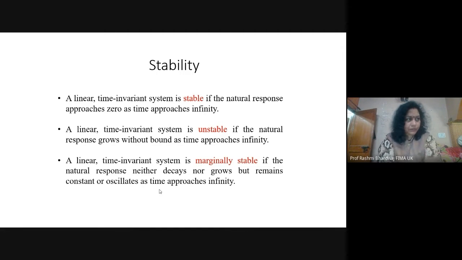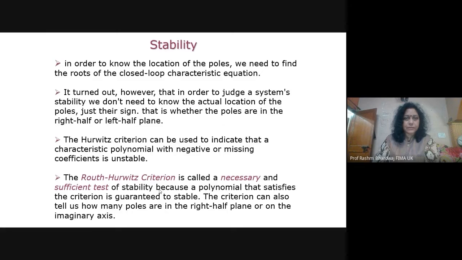Yesterday, I gave the example of the iteration process where I showed, by taking the simple example of x squared plus c, how as c varies you get different types of structures. So in order to know the location of the poles, we need to find the roots of the closed loop characteristic equation, which we used yesterday also. It turned out, however, that in order to judge a system's stability, we don't need to know the actual location of the poles, but we just need their sign only. That is, whether the poles are in the right half plane or the left half plane.